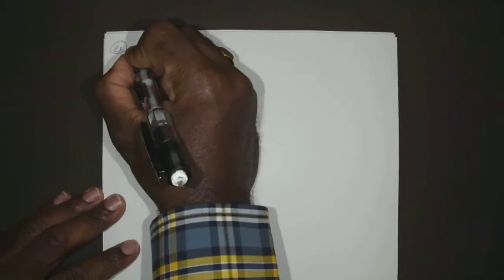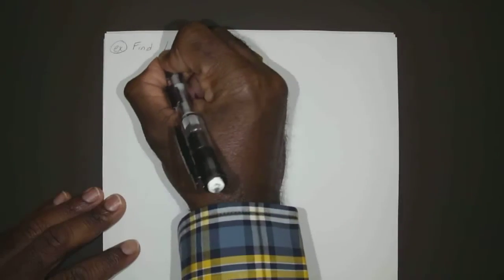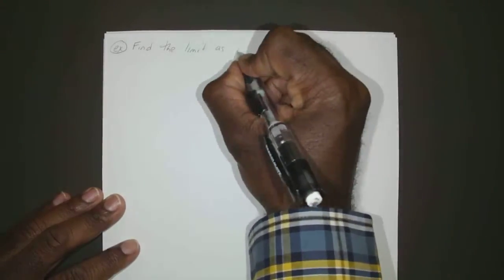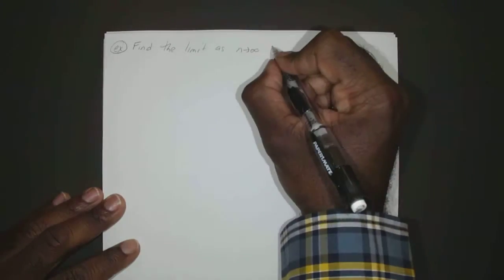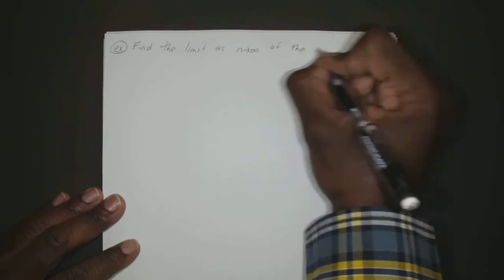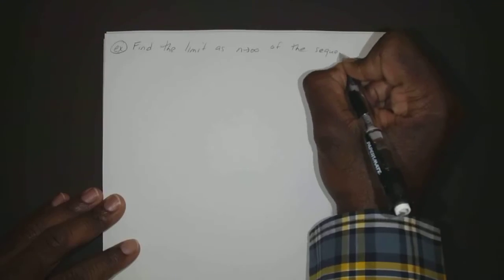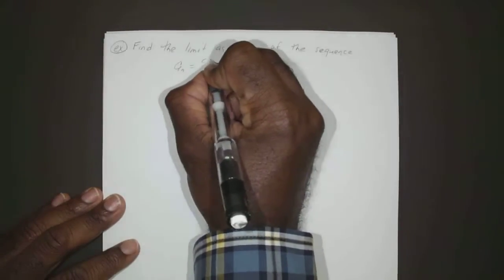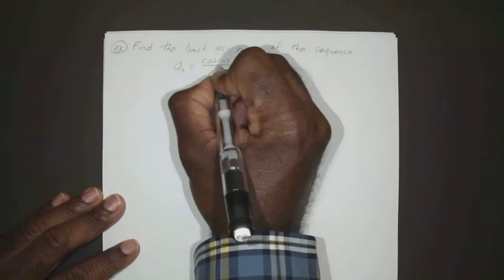Right, so let's say, for example, find the limit as n approaches infinity of the sequence a sub n equals cosine of n divided by n.